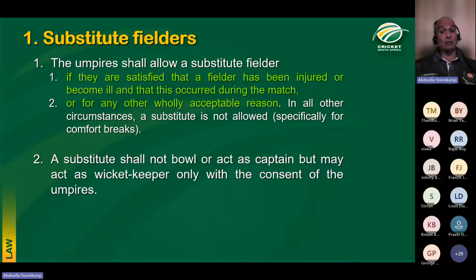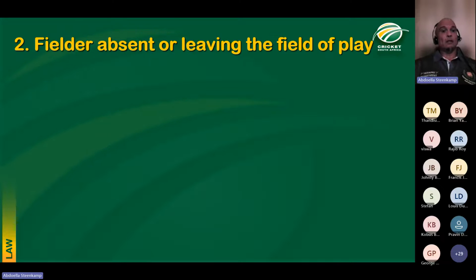The law also allows the substitute fielder to come on and be the wicket keeper. But for that to happen, it needs the consent of the umpires. If the umpires agree that the substitute can act as a wicket keeper, then it will be allowed. If the umpires do not agree, then the substitute cannot be a wicket keeper.